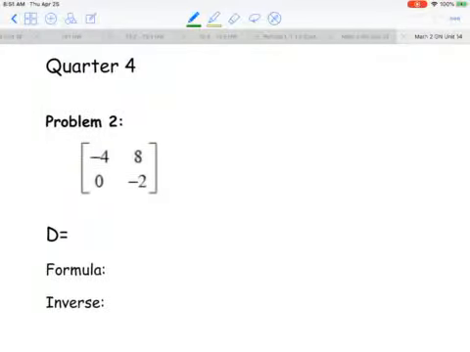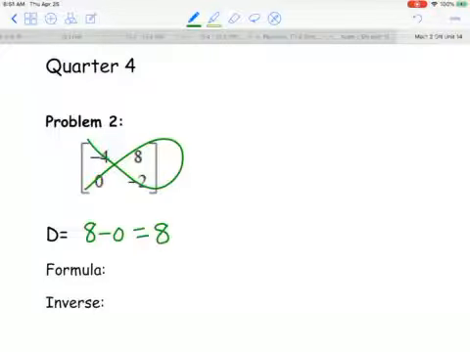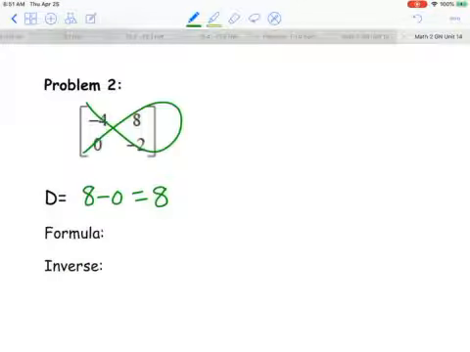Let's try another one. I want you to try this one. Go ahead and get D. When you get D, you can push play on the video to just check your work. Okay, so we have 8 minus 0, which is 8. Now go ahead and try to get the inverse, pausing the video. When you think you've got it, then push play, and I'll kind of walk you through how we get it.